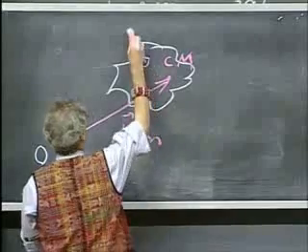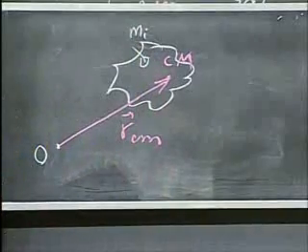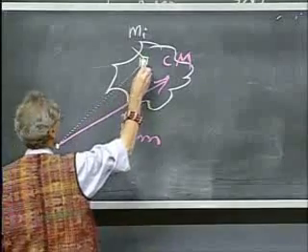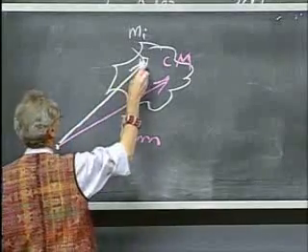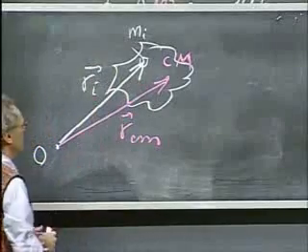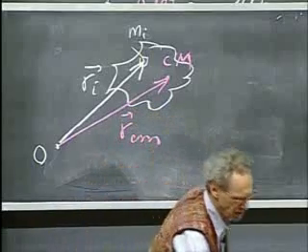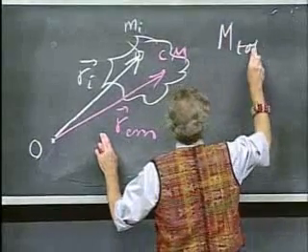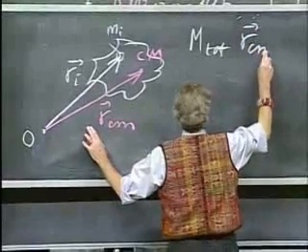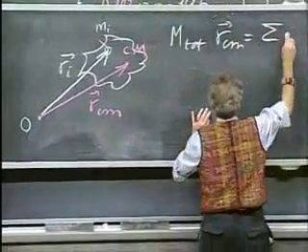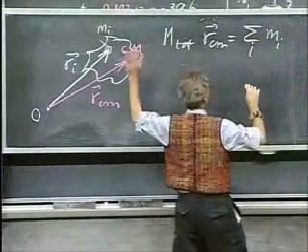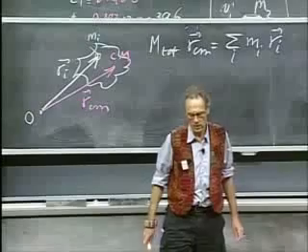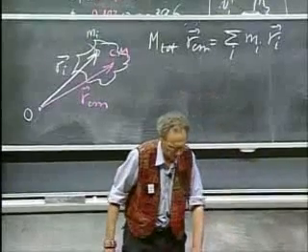And now I carve out a zillion little mass elements m of i, covering the entire object, and then this is the position vector r of i. And the center of mass is defined as follows. The total mass of this object times the position vector of the center of mass is the sum over all these little elements i, of m of i times the position vectors of the individual little particles that make up this object.